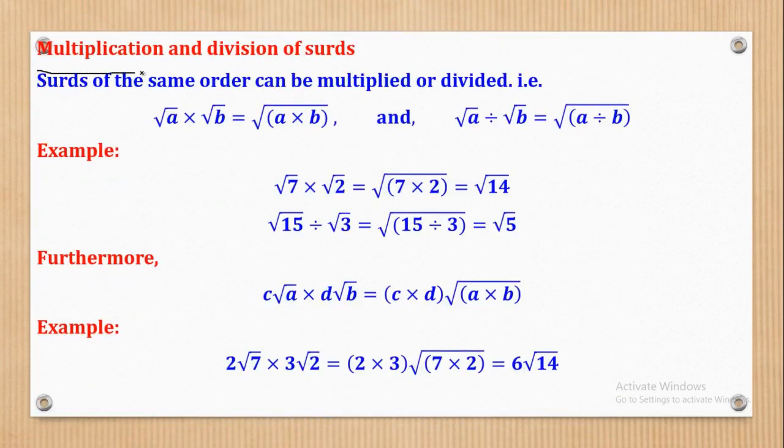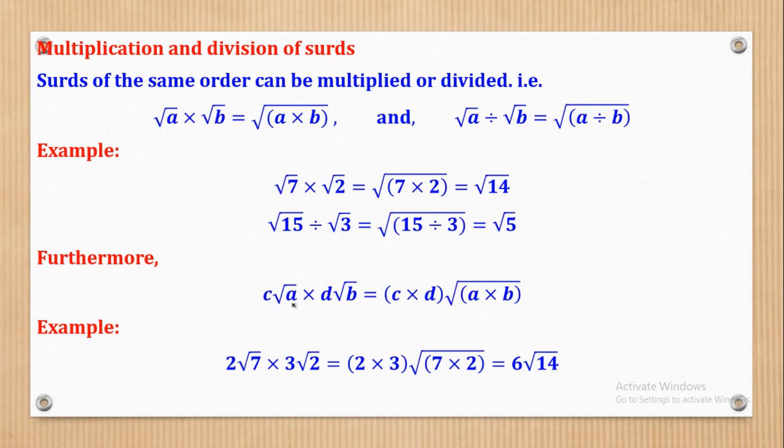The next is multiplication and division of surds. Surds of the same order can be multiplied or divided. For example, root a times root b is the same as root of a times b under the same root. Also root a divided by root b is the same as square root of a divided by b. For example, root 7 times root 2 is the same as square root of 7 times 2, which is square root of 14. And also root 15 divided by root 3 is the same as square root of 15 divided by 3, which is the same as root 5.